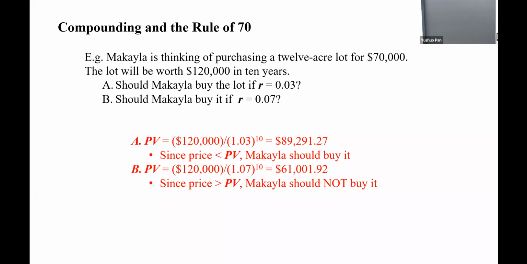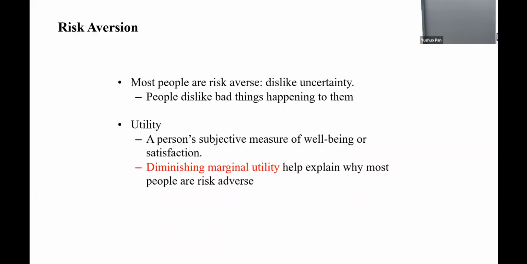Then we are going to talk about different people's personalities, like risk aversion. Most people are risk averse, which means they dislike uncertainty. People dislike bad things happening to them. That's risk aversion, or the people are risk averse. So we need to learn why that happens, and we need to learn about utility: a person's subjective measure of well-being or satisfaction. It follows diminishing marginal utility, which helps explain why most people are risk averse.